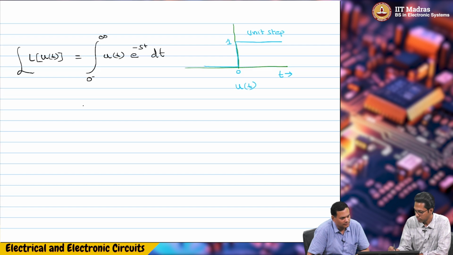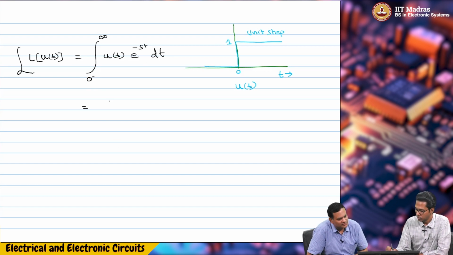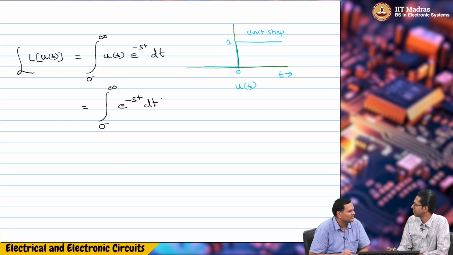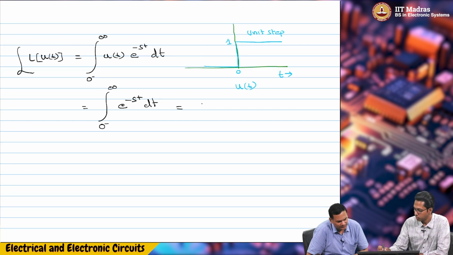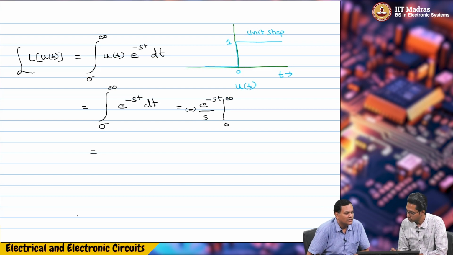And what we are saying is u of t is 1 from 0. So then it becomes the integral from 0 minus to infinity of e raised to minus st dt. Oh, this is easy. So this will become e power minus st by minus s, with limits 0 to infinity.